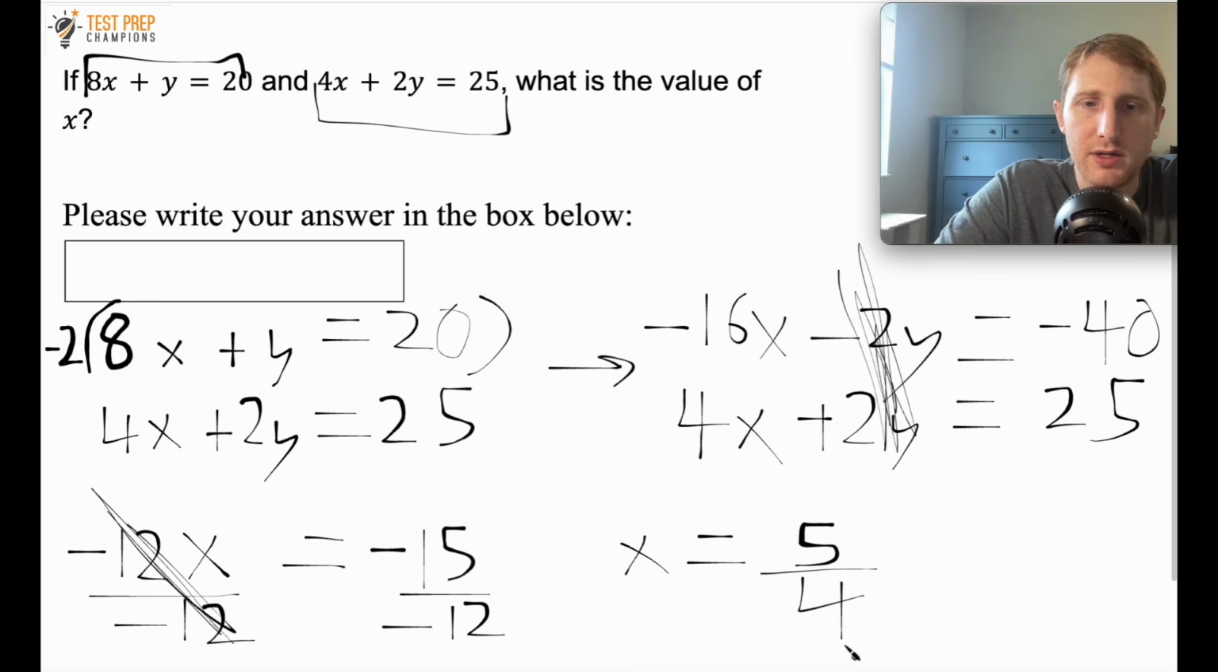So one way to do this is just to look at this and say, well, negative divided by negative is going to give me a positive, so that's why the negative signs go away. And you can divide 15 by 3 and 12 by 3 to get 5 over 4. Now, you can always do this in your calculator too.